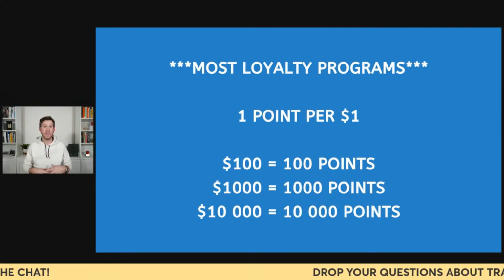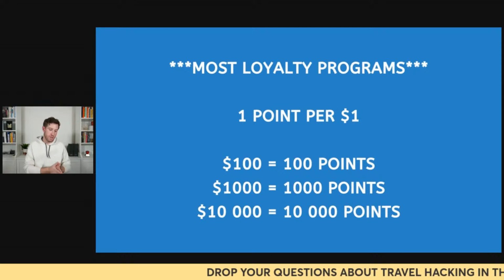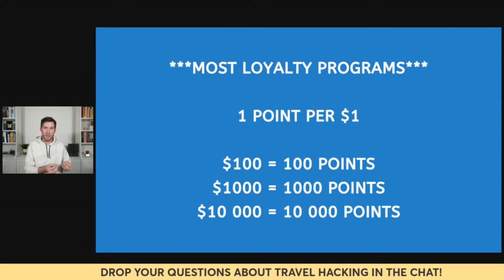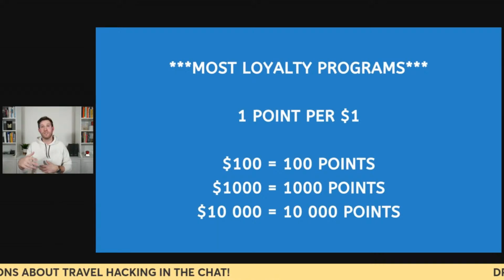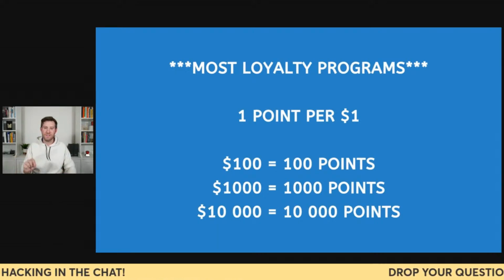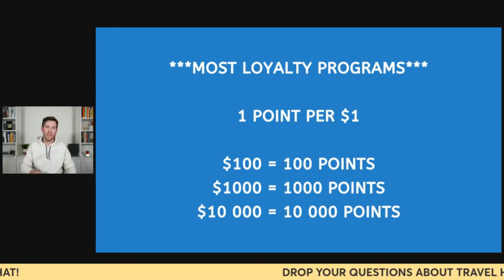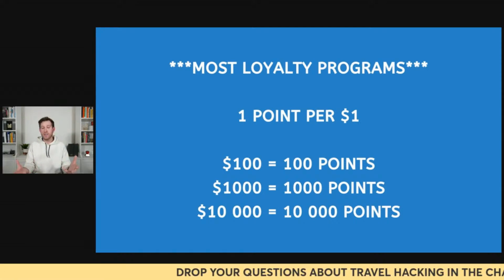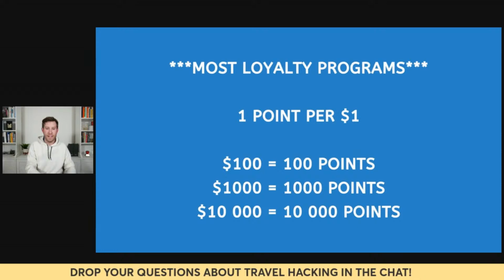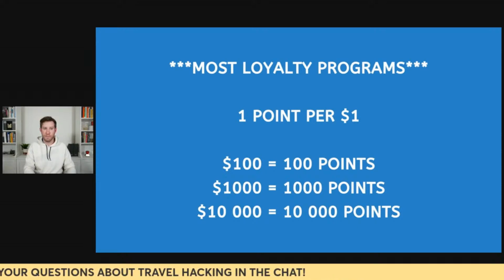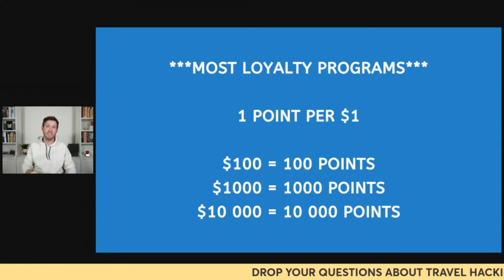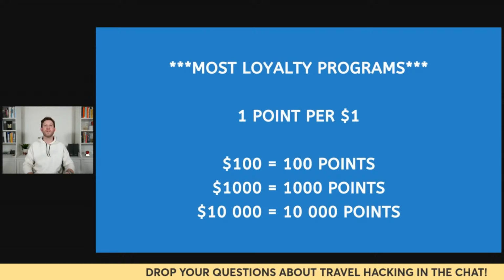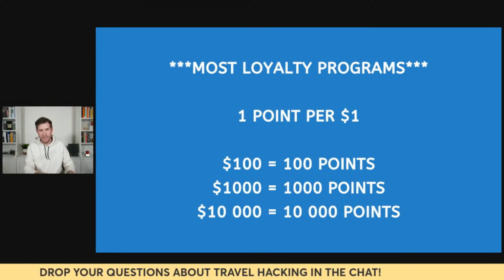Some things that I'm going to share with you later on in this presentation are going to show you how you can flip that, and how you can use what I'm going to teach you to turn every dollar that you spend into 2, 3, 4, maybe even 5 points per dollar. And I call those points multipliers. So under most loyalty programs, you're going to have 100 points for every $100 that you spend, 1,000 points for every $1,000 that you spend and 10,000 points for every $10,000 that you spend. Again, for most loyalty programs, if you're doing things at the basic level, okay?